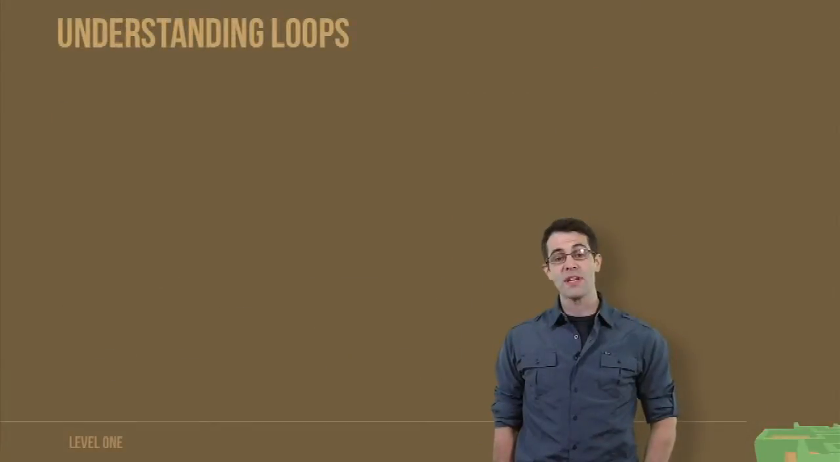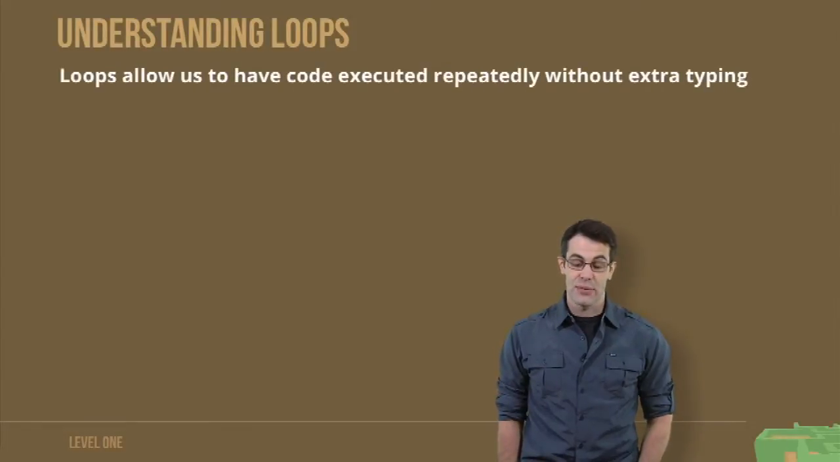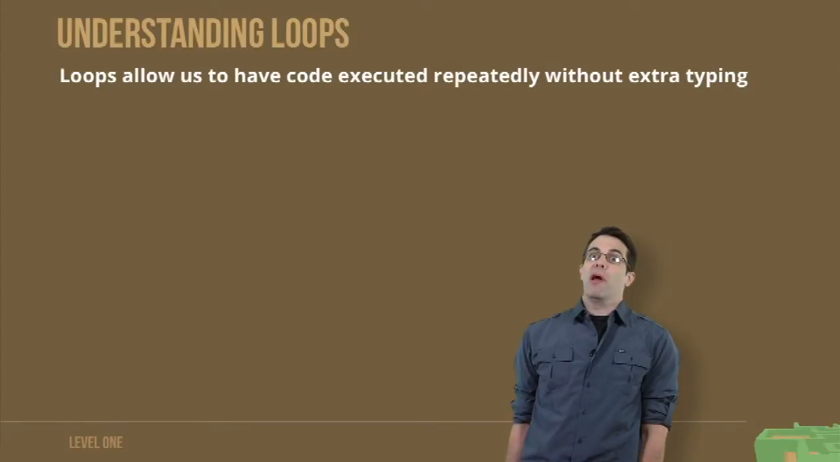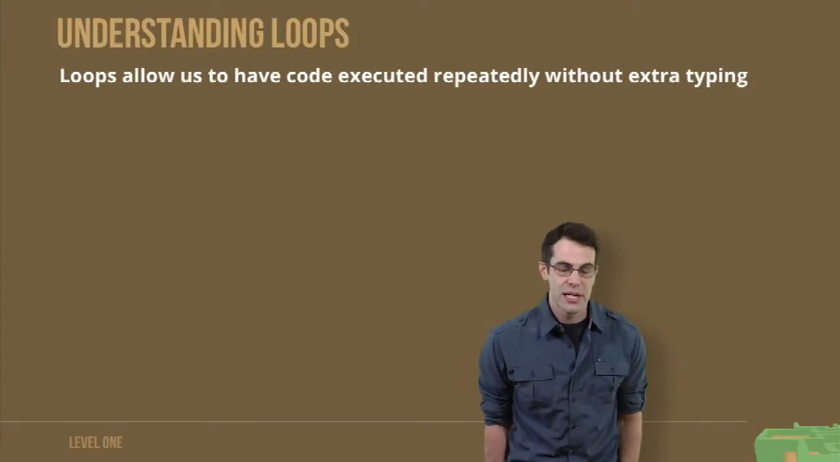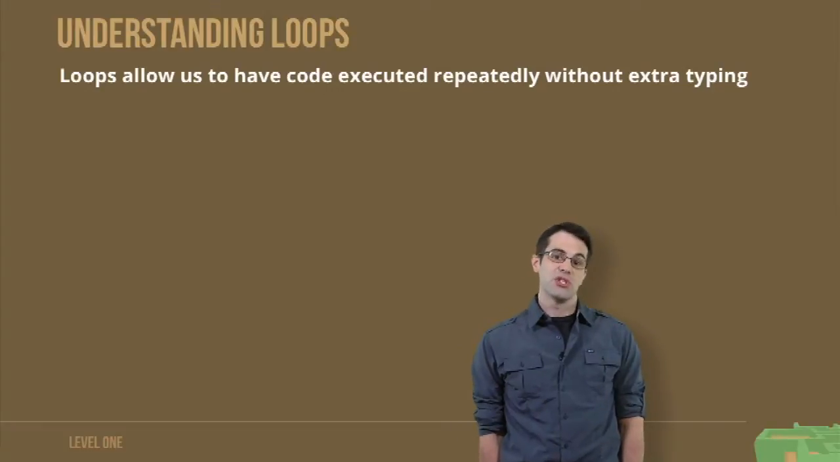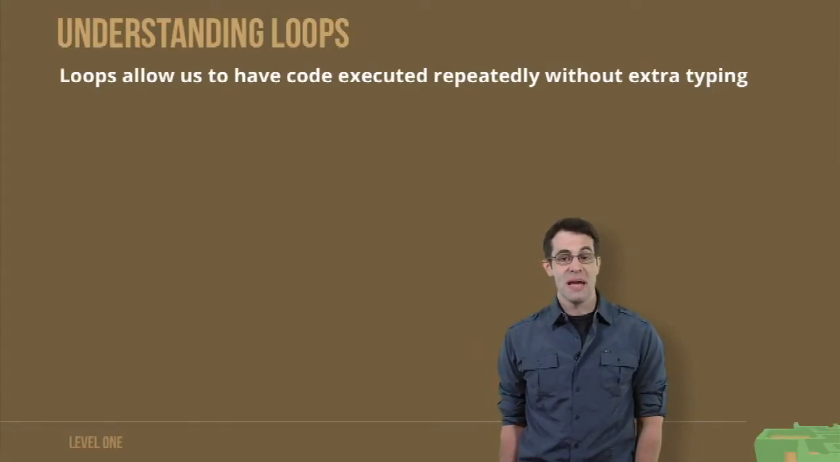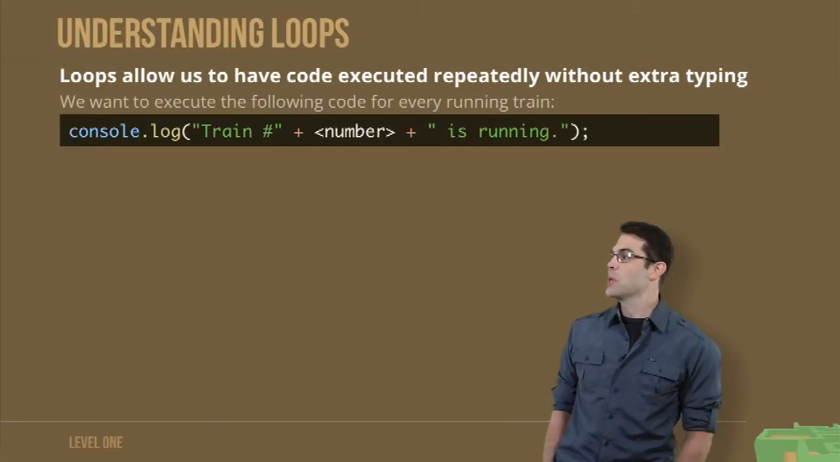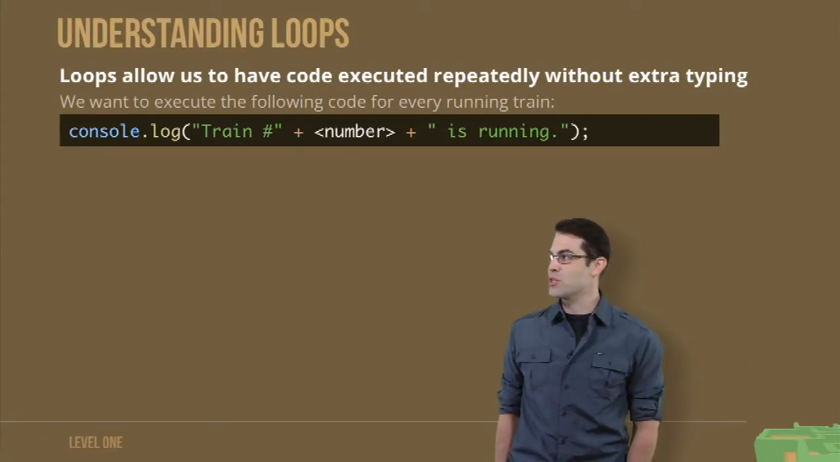So now the important thing to understand about loops is that they will allow us to execute code repeatedly without typing forever, which is really terrible. So what we want to do is try to apply this to our trains situation where we wanted to print a message about which trains we're running. Here we want to execute the following code for every one of the running trains.